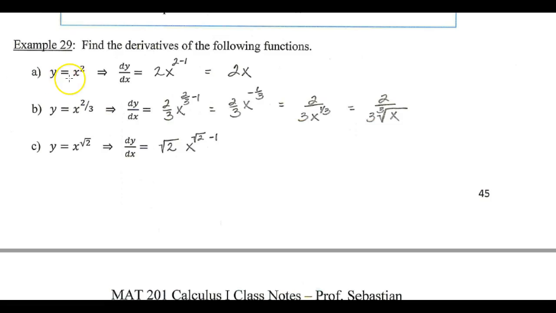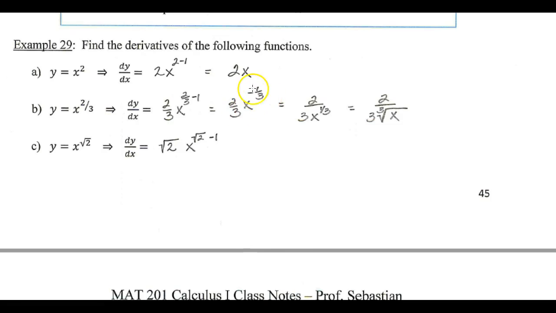In part A, we have y equals x squared. We want to find the derivative of y with respect to x. From the power rule, we know we bring the 2 down, put it in front, subtract 1 from the exponent, so we have 2x to the 2 minus 1. If I simplify that, it's simply 2x. Part B: y equals x to the 2/3. Again, bring the exponent down in front, which makes 2/3 x to the 2/3 minus 1. 2/3 minus 1 is minus 1/3, so it's 2/3 x to the minus 1/3.